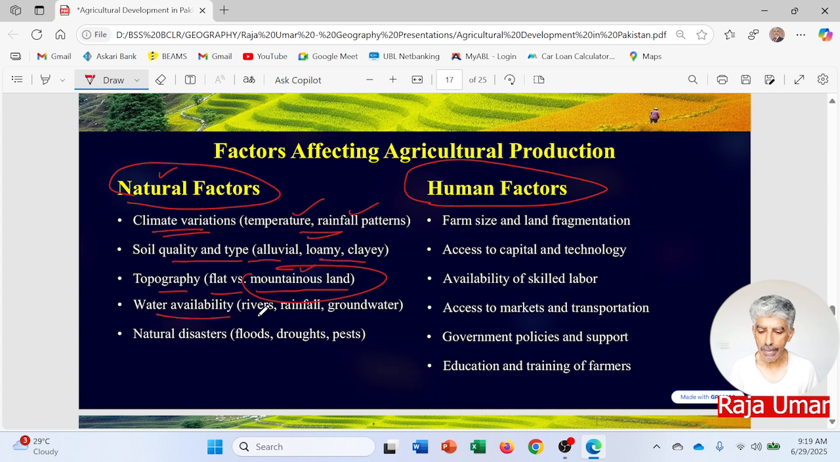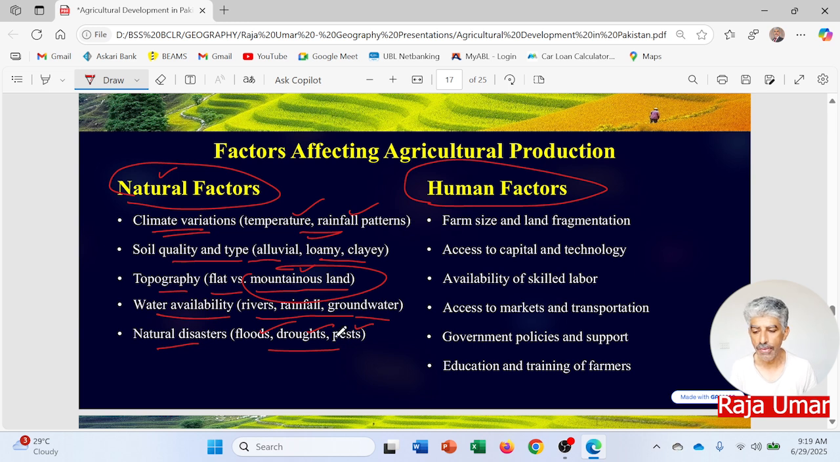Water availability: rivers, rainfall, and groundwater. Whether the rivers are there or not, and on those rivers whether canals or barrages are constructed or not, and whether the water is taken from the rivers to far off areas for growth of better agriculture or not. In the same way, whether the people have sufficient groundwater available that can be consumed in the form of borings and tube wells. And then natural disasters: floods, droughts, and pest attacks may be destroying and affecting the agricultural production.